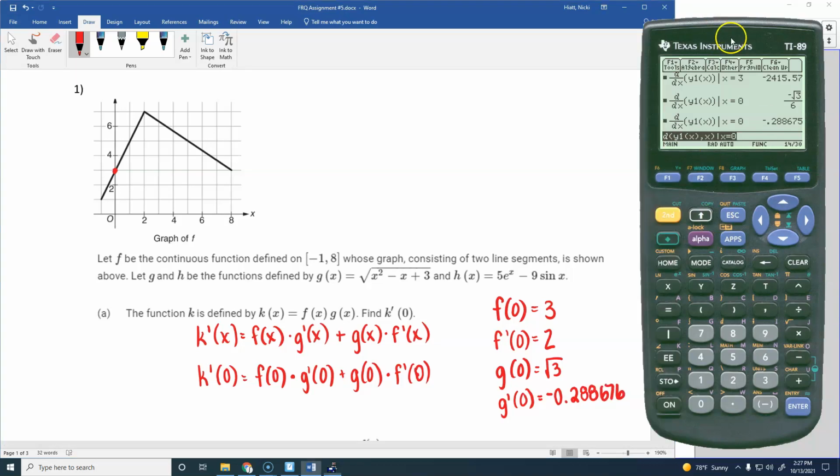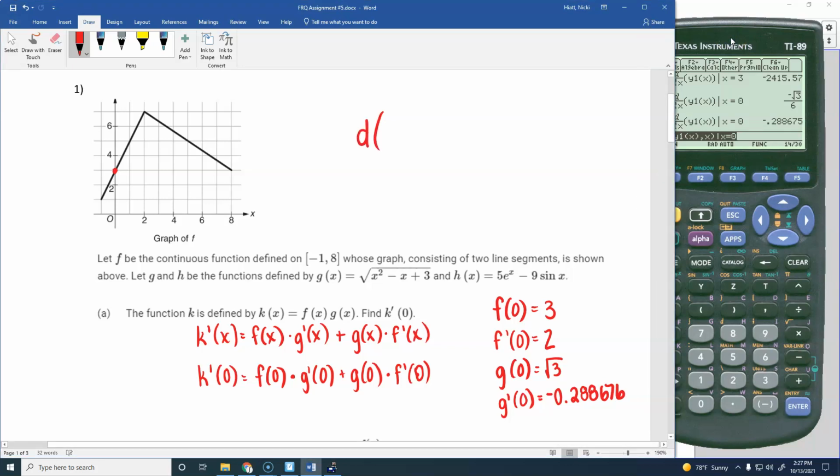So I put the equation in y1, and then I did derivative of y1 of x, comma x, close that parentheses. Then you do that line that's next to your 7, which means such that x equals 0. Okay. That is g prime of 0.